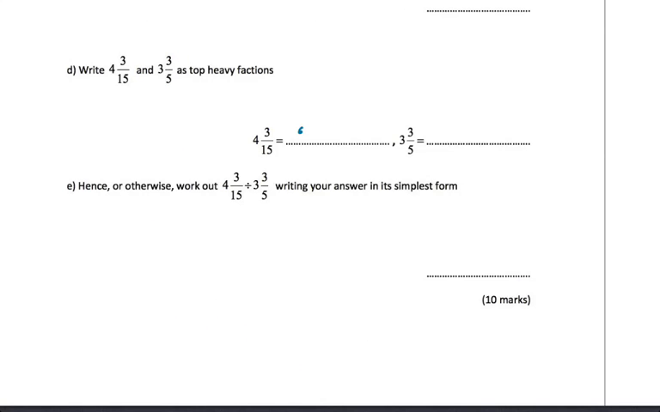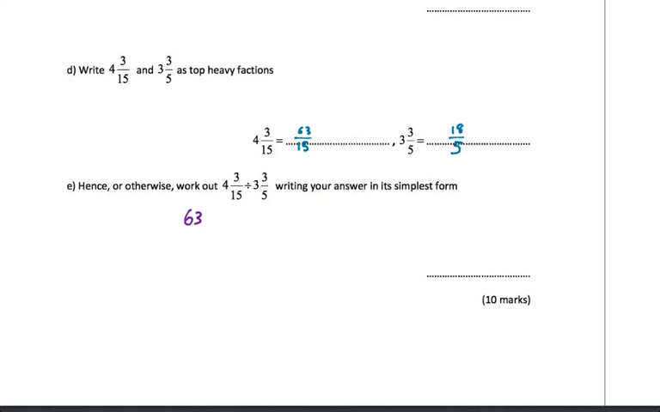Write these as top-heavy fractions. So we could do, this is the same as 63 fifteenths, because 4 and 3 fifteenths is going to be 60 fifteenths and 3 more fifteenths, so 63 fifteenths, and 3 and 3 fifths, well, that's going to be 15 fifths and 3 more, so 18 fifths.